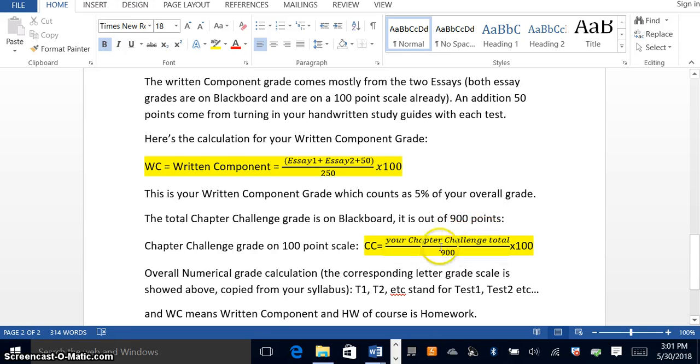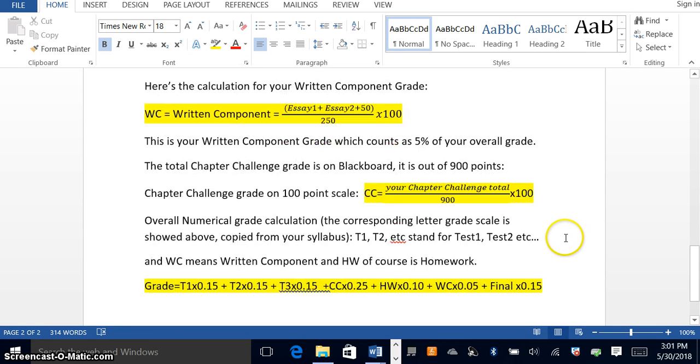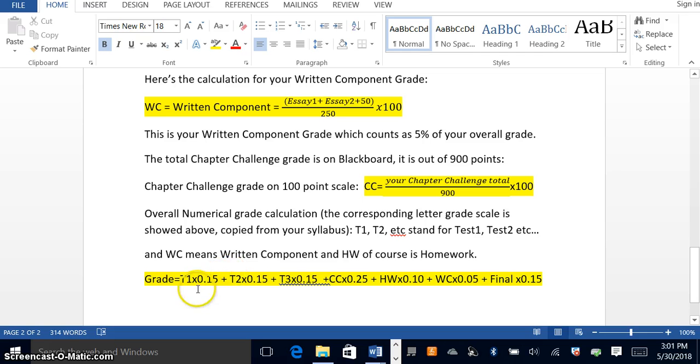To put that on a 100-point scale, it would be whatever your chapter challenge total is. You'll be able to see that on Blackboard, of course, and you divide that by 900, and then multiply that fraction by 100. That puts it on a 100-point scale. And then here's the calculation, right? So 15%, 0.15 times test 1 plus 15%, which is, of course, 0.15 times test 2, and so forth, right? There's the 0.25, and that's this calculation.